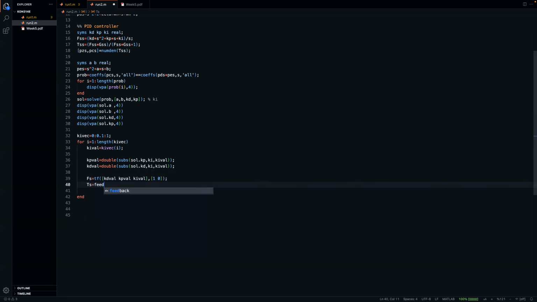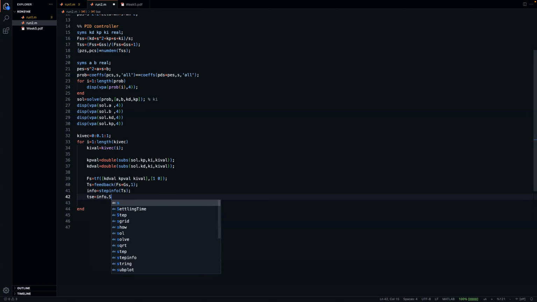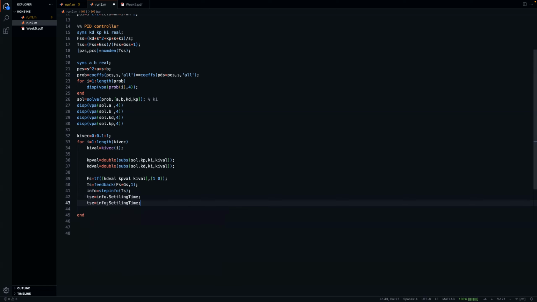And then I'm looking for the feedback, fs times gs, 1. And then I can also conclude what the step info gives me. This is quite handy, believe me, because otherwise you might want to look for the step response and then calculate the settling time and overshoot yourself. And that's not that easy, or you don't want to bother with that all the time. But we can ask for step info and it will provide us the necessary data here.